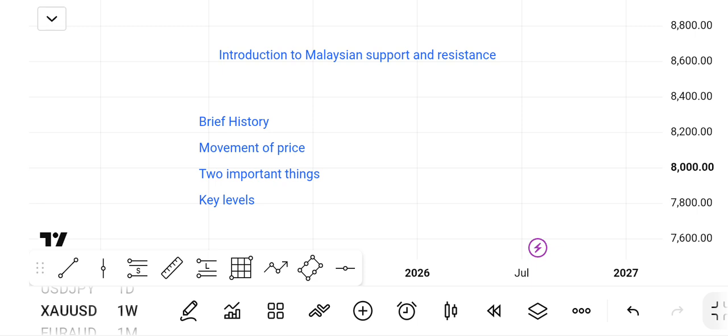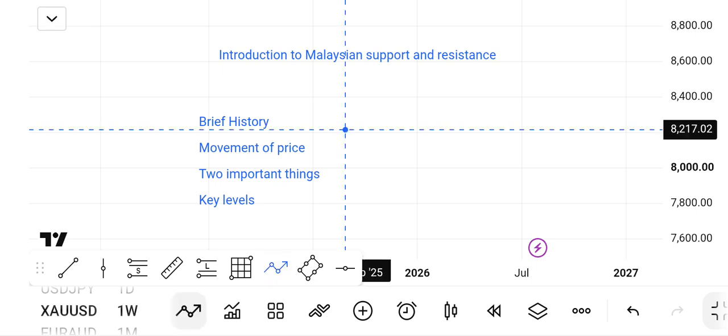How did it come about? What is the Malaysian SNR? The Malaysian SNR, which is the MSNR strategy, is actually support and resistance. However, it is not the traditional support and resistance that we know.